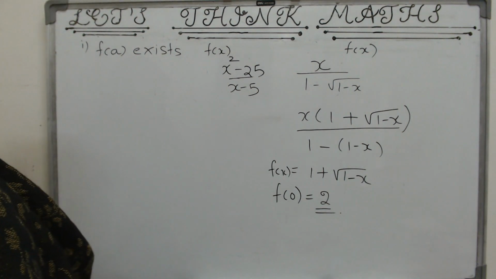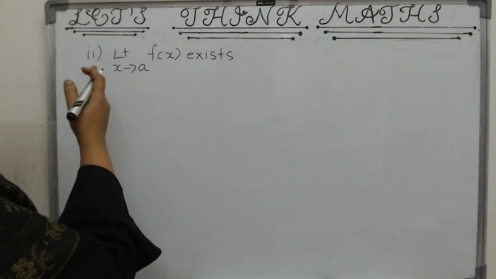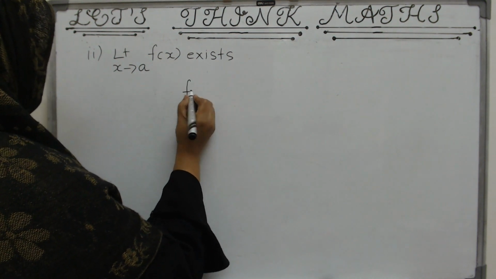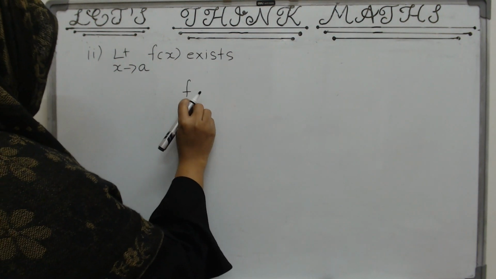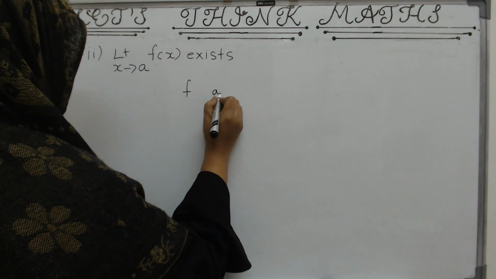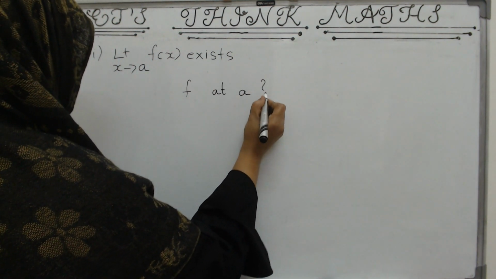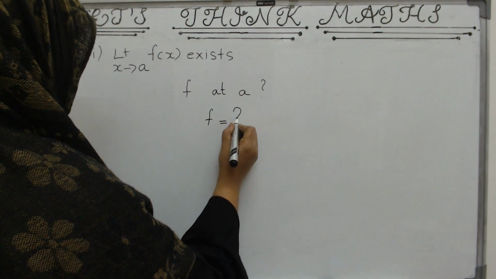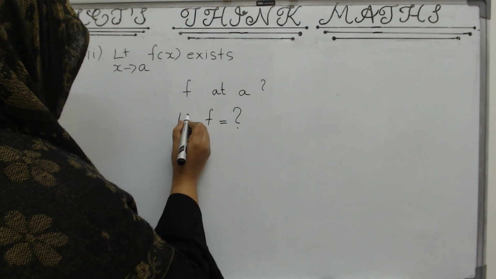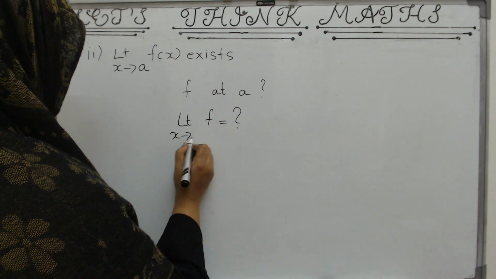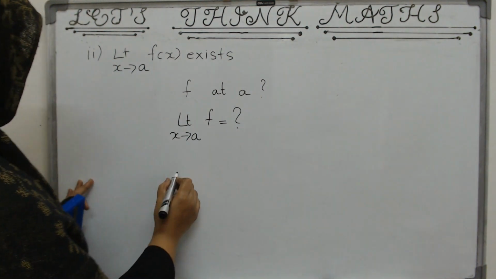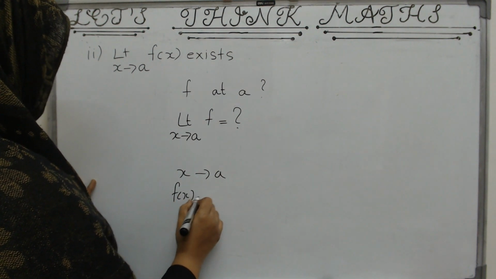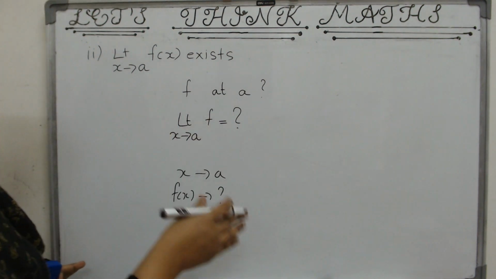So now we come to the second part of the condition. Now we come to the second condition. What does the second condition say? What do we mean by the limit of a function f at a point a? What do we mean by that? It means the expected value of f as x approaches a. So that means when x approaches a, where does f go? That will be your limit.